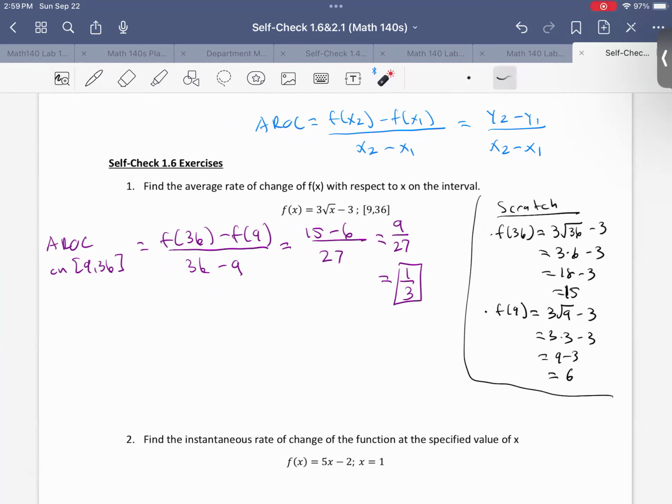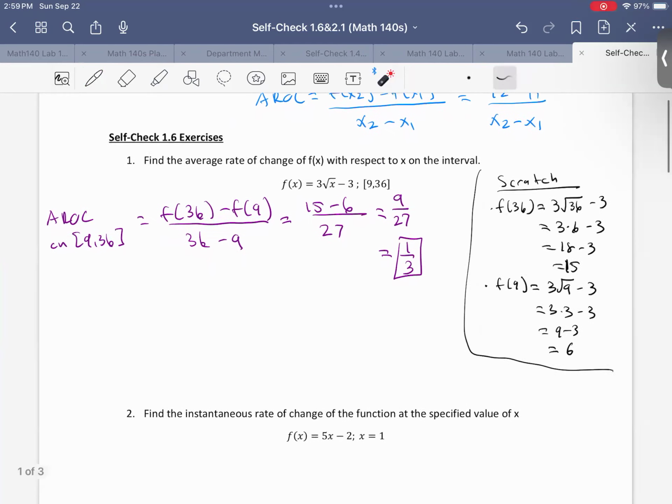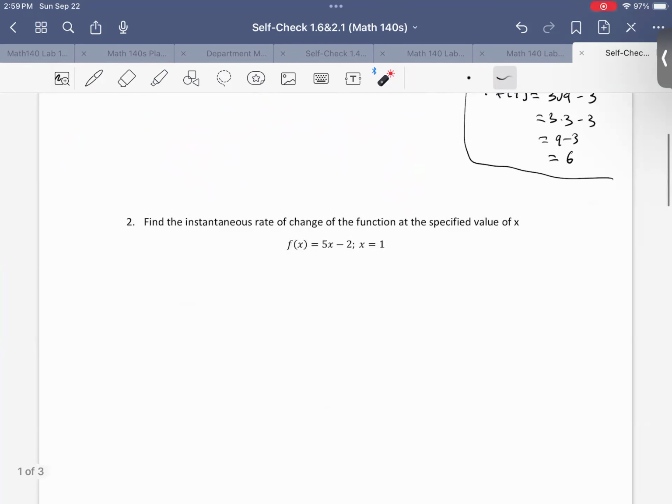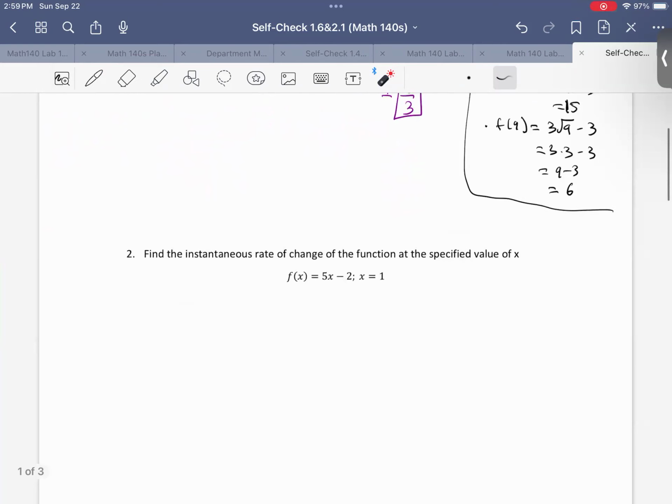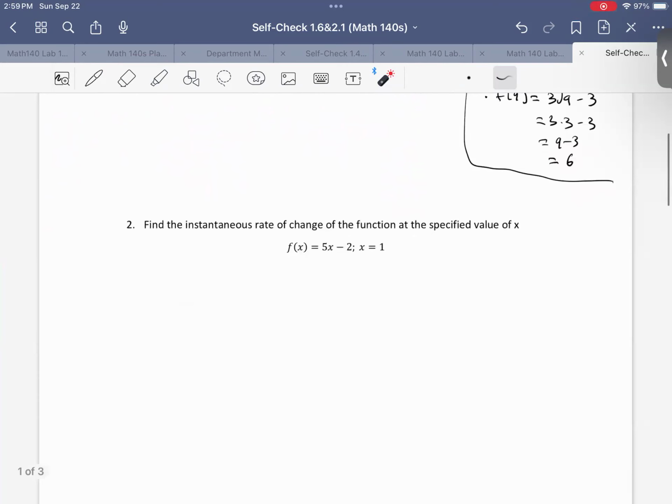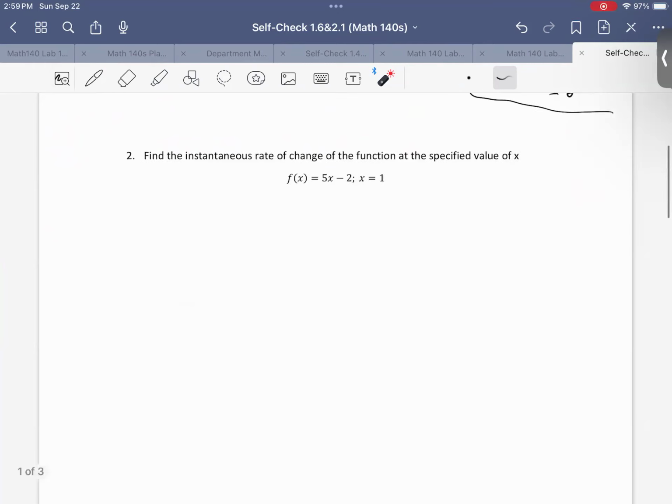Okay, so that's the answer to number one. And number two, find the instantaneous rate of change of the function. Remember we learned two different ways to do it, one using average rate of change and one using the actual definition of a derivative. So let's go ahead and try both ways and you can choose which one you prefer.